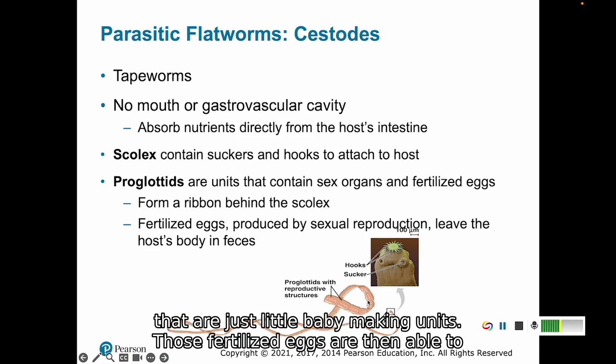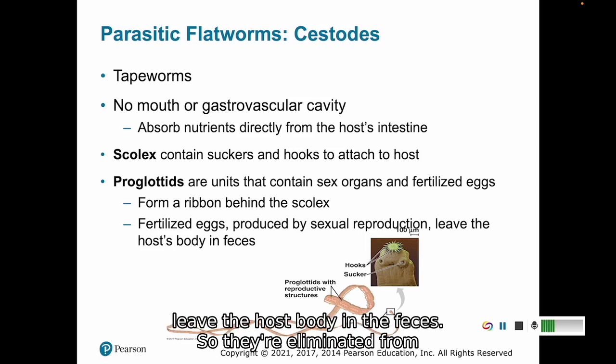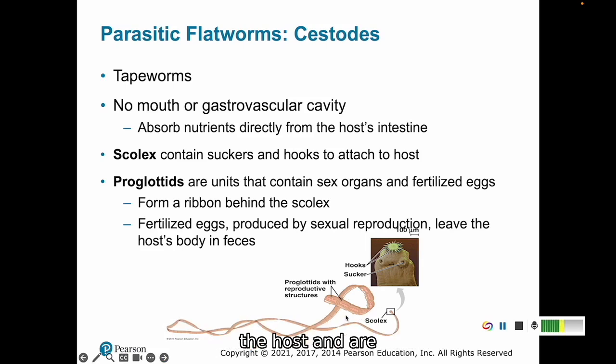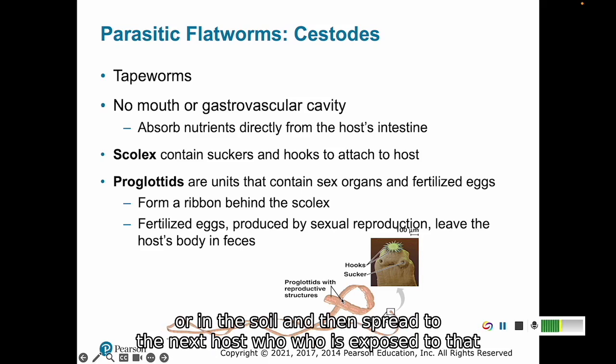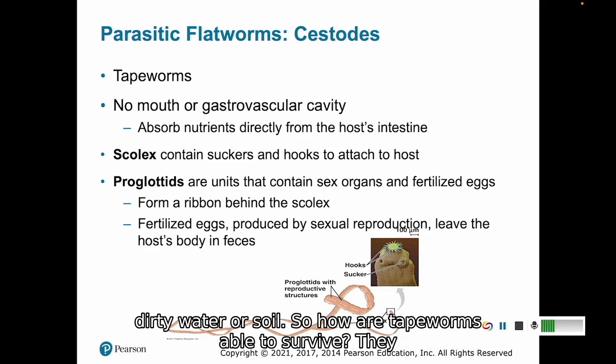Those fertilized eggs are then able to leave the host body in the feces. So they're eliminated from the host and are able to then spread, maybe those feces are left in water or in the soil, and then spread to the next host who is exposed to that dirty water or soil.